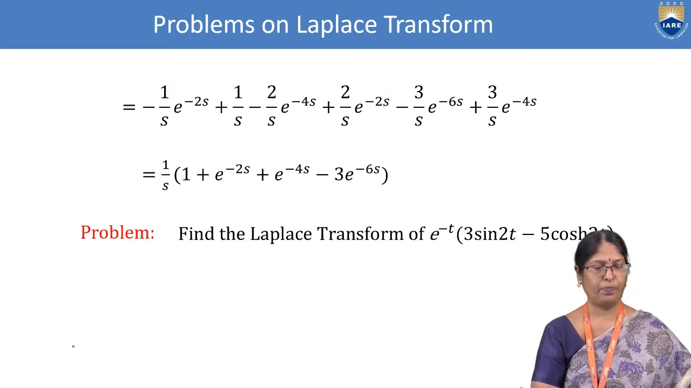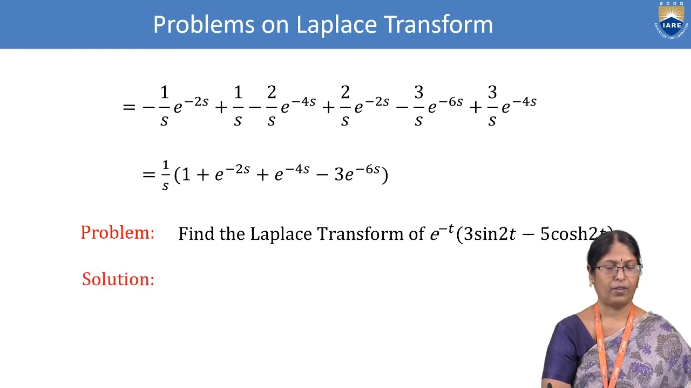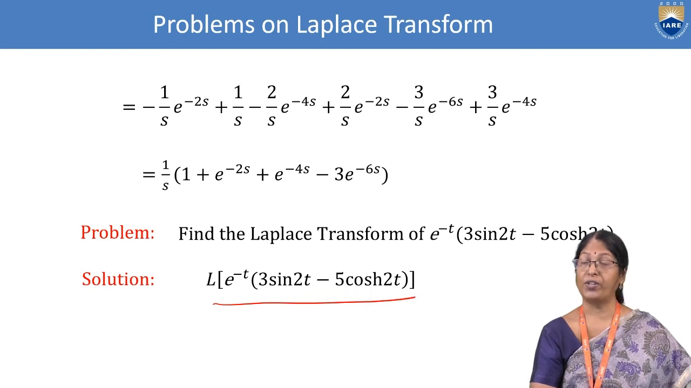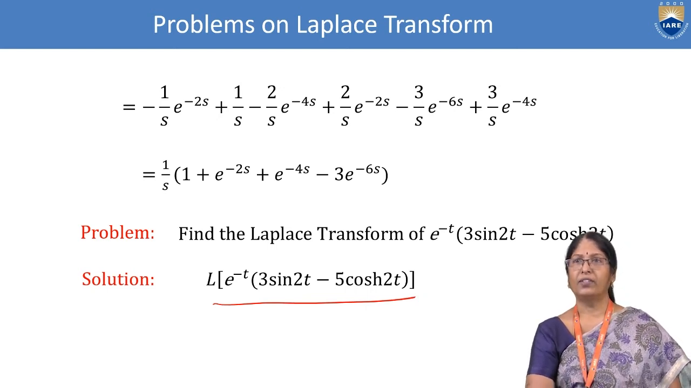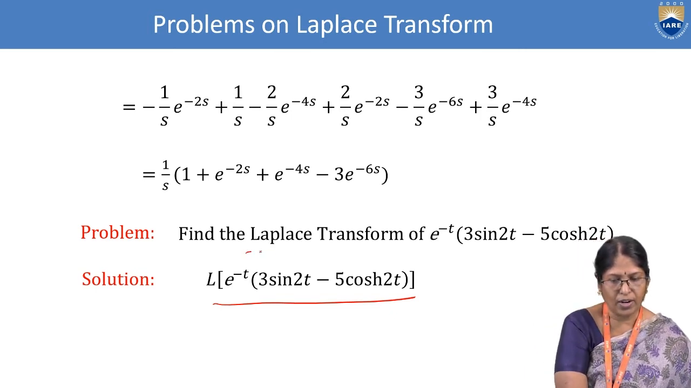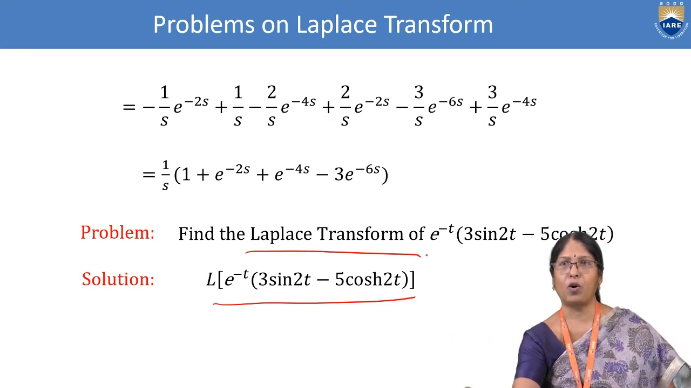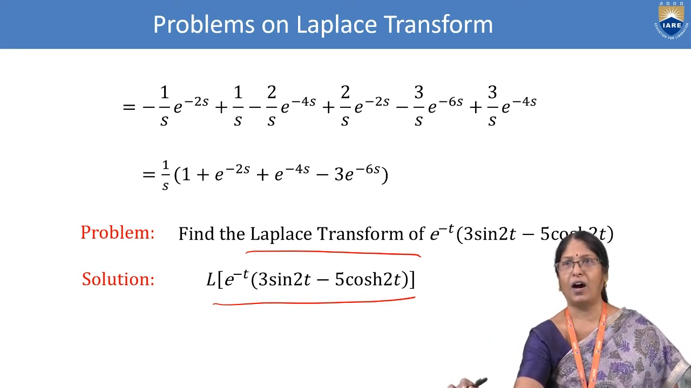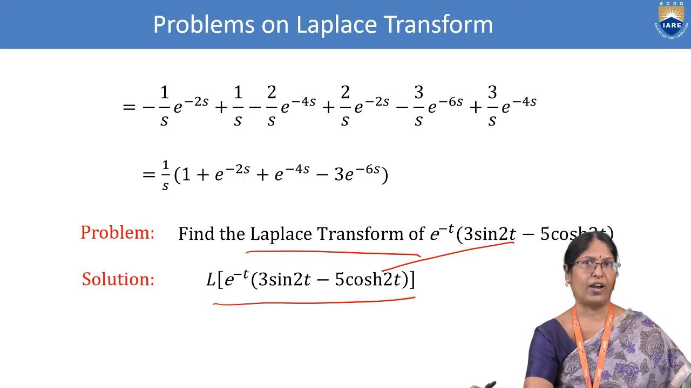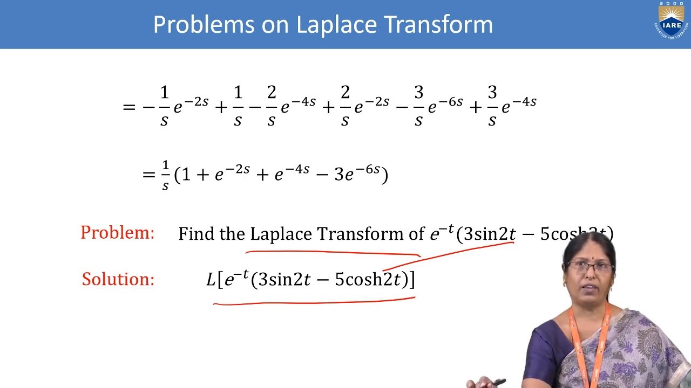Yeah, we can do one more problem. Find the Laplace transform of e power minus t of 3 sin 2t minus 5 cos h 2t. Fine. So, the Laplace transform of the given function, e power minus t of 3 sin 2t minus 5 cos h 2t. It is written in words, Laplace transform of; mathematically, how to write? L of the given function, it is written.